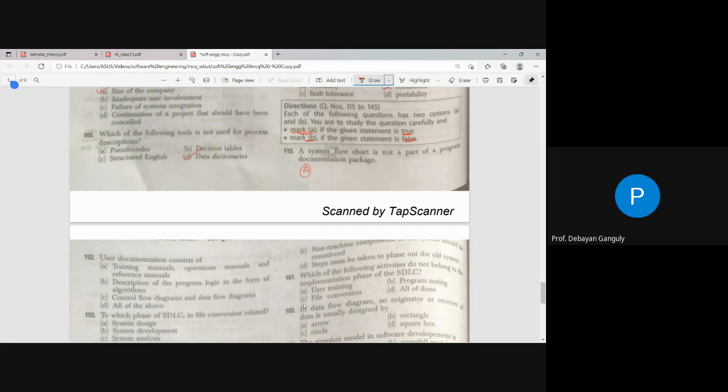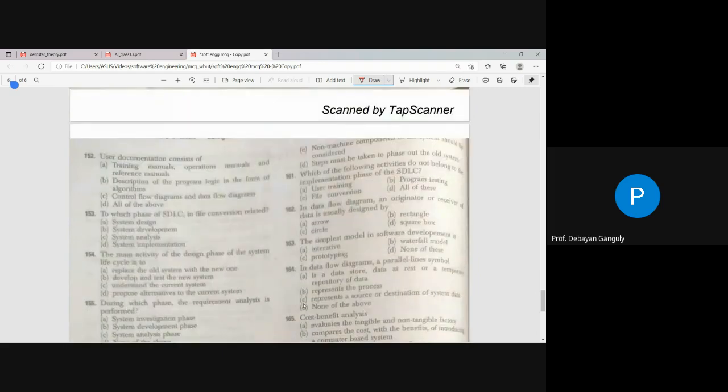152. There are some questions here. User documentations consist of... I'm just giving this particular question. These questions have options given A, B, C, D, so we just have to select which one is correct. So 152, that is nothing but user documentations consist of training manuals, operation manuals, and reference manuals.